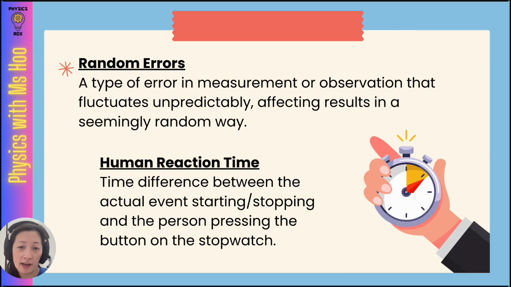Human reaction time is also a random error. An example of when human reaction time error could occur would be handling a stopwatch. When we press a stopwatch, of course, we're responding to what we see. When we press start or stop, it depends on our response to what we observe. Obviously, human beings, we can't start and stop at exactly the correct point. So sometimes we may start a little too early or a little too late. The difference in time may be minuscule, but it is still a factor in this case. So that's why human reaction time is considered to be a random error.